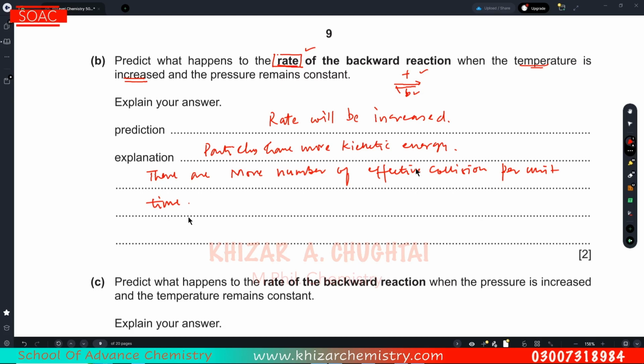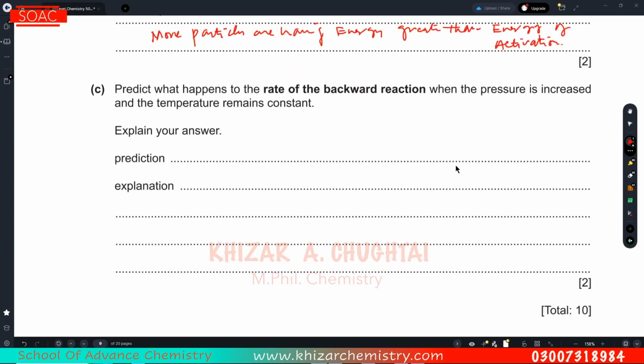And the third one, that is also the appropriate one: more particles are having energy greater than the energy of activation. Hence, there will be more rate of reaction.